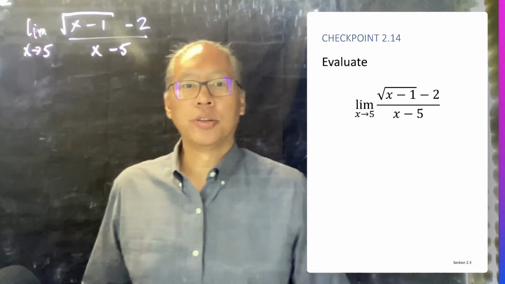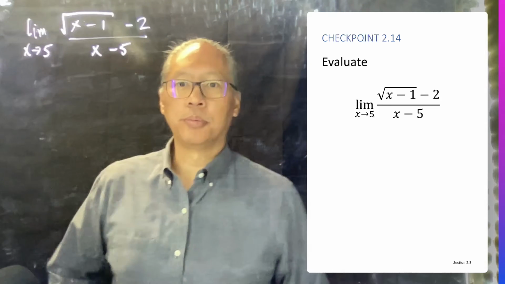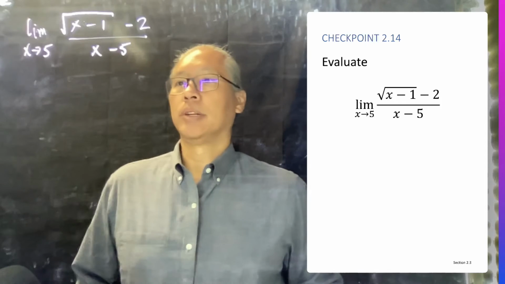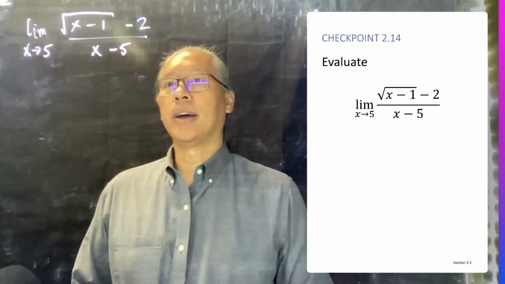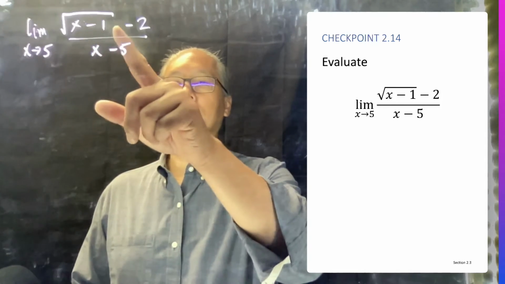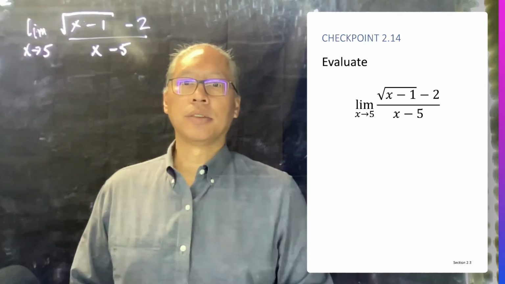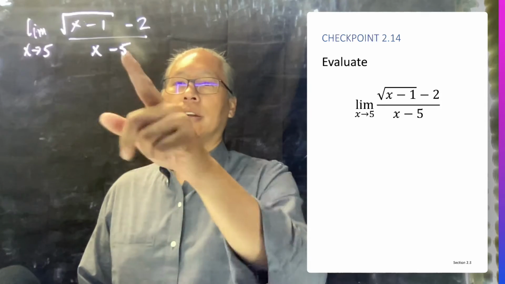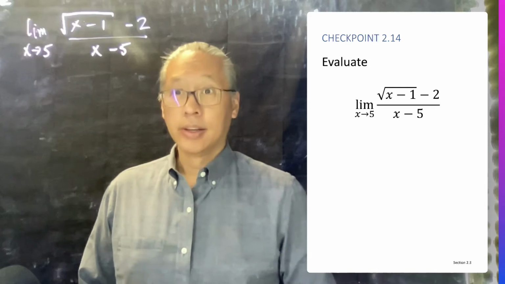Hello, this is checkpoint 2.14 from section 2.3. We want to take the limit as x approaches 5 of the square root of x minus 1, and then minus 2, all in the numerator, divided by x minus 5.